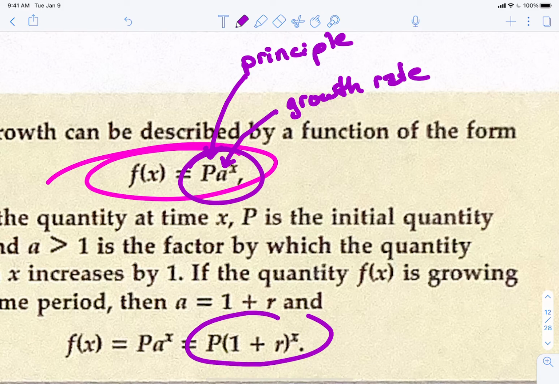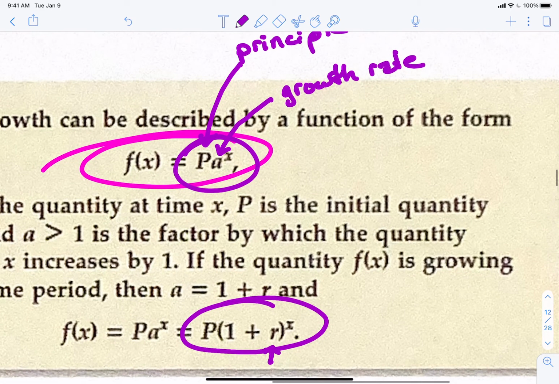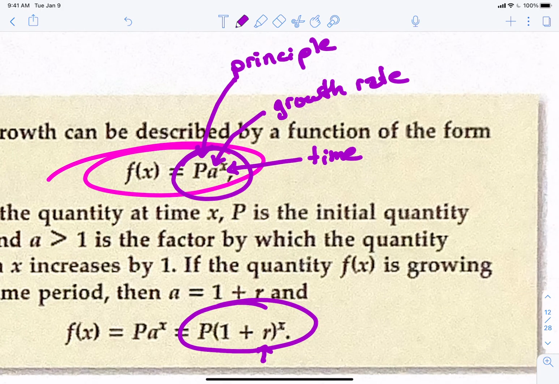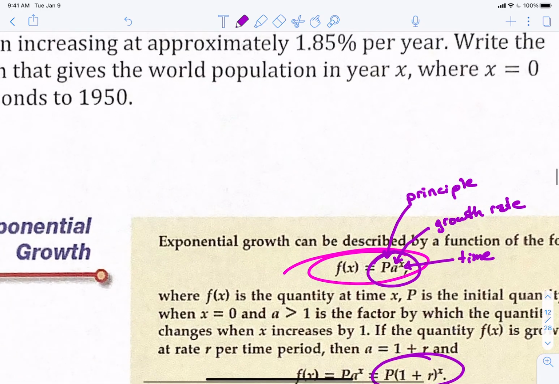Here's another way of writing this, because you're going to add your growth rate to that, like you're adding your R. What's X going to be? That's your years, usually your time. For some reason they put it as X this time, but usually we'll write it as T instead of X. All right, so let's figure out what stuff goes in here.